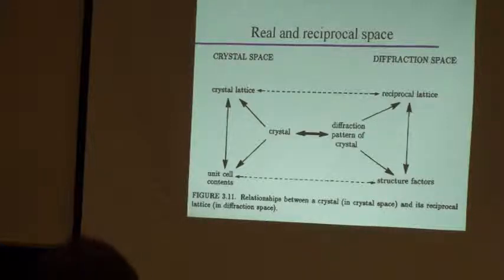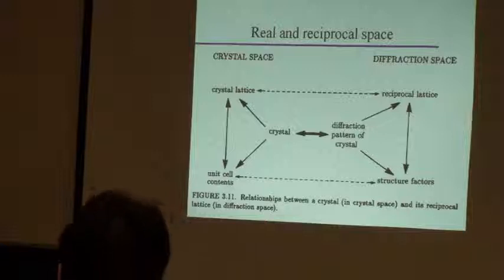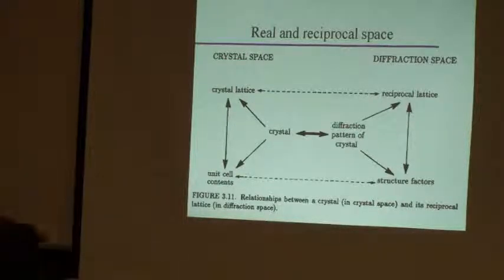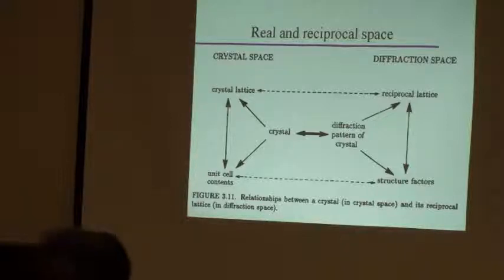Here are these relationships between real and reciprocal space. Okay? Crystal or real space has a crystal lattice and of course unit cell contents. That's all you need to describe your crystal, right? Describe the contents of one unit cell and describe how that unit cell repeats in 3 dimensions. That is what we call a crystal.